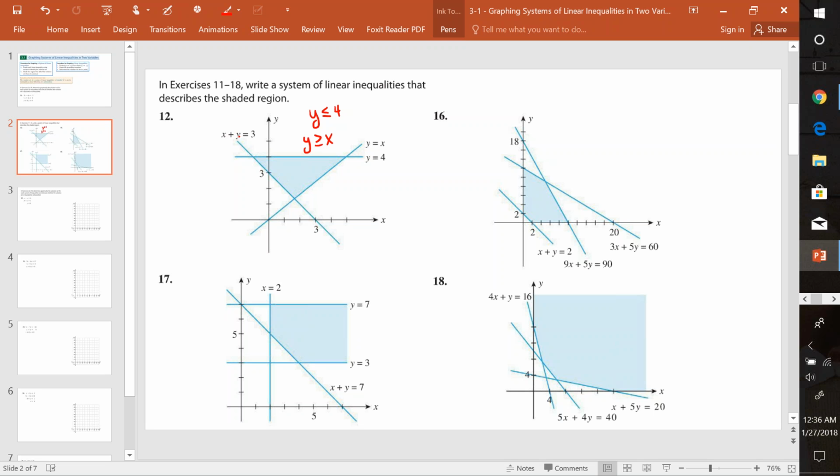And then this one is x plus y equals 3. Again, find where that crosses the y-axis, and notice that it is shading above that. So this will be x plus y is greater than or equal to 3. Sometimes you do want to solve that one for y to make sure, because when you solve it, you might end up having to flip a sign if that was a negative y. So it is important to be careful about that.